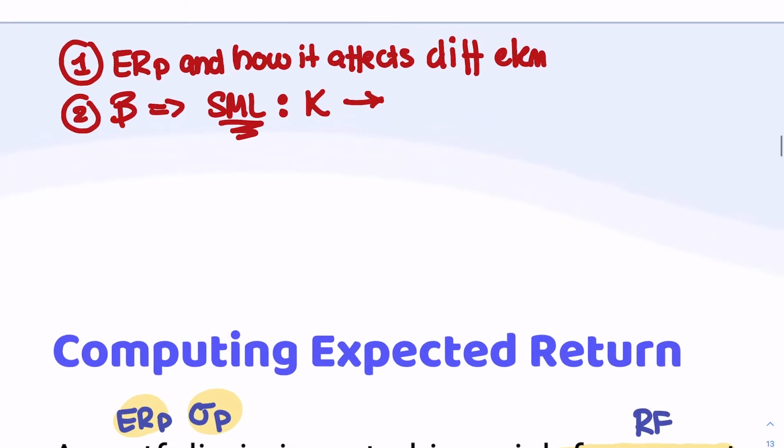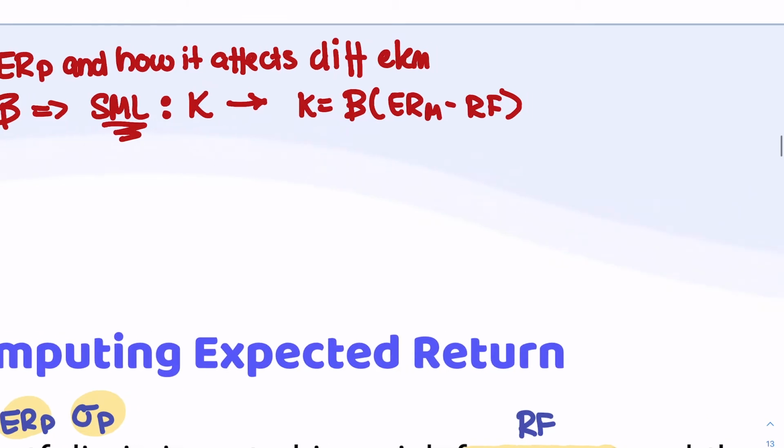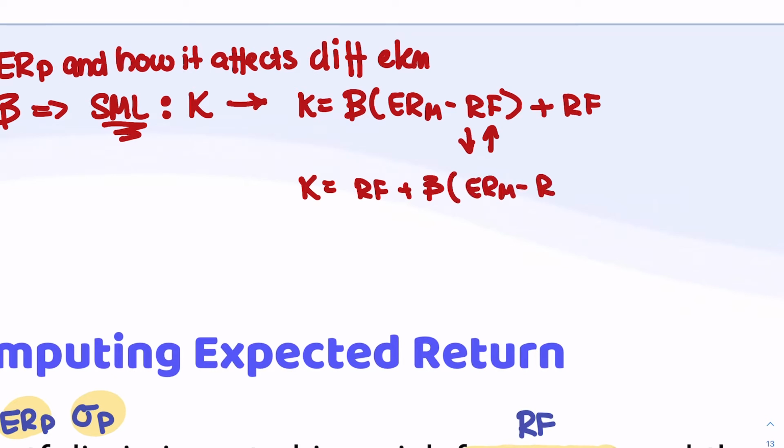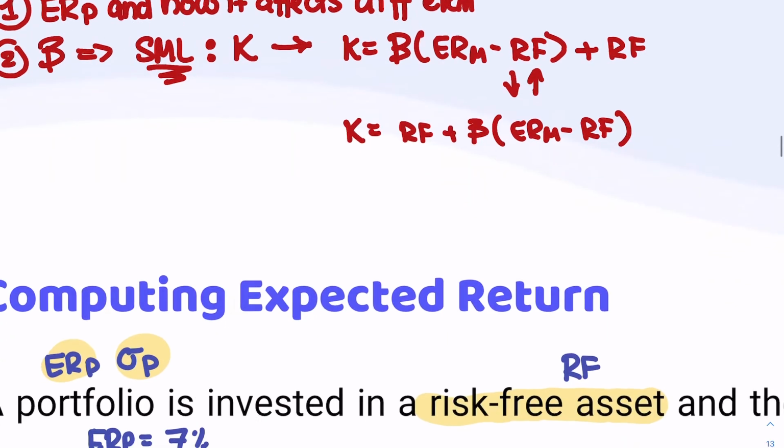And with that, we need to identify our SML formula. In this case, we know that K is equal to beta times the market risk premium, which is the market return minus the risk-free rate, plus RF. I could have written this in a different manner. I could have written this as K is equal to RF plus beta times the market return minus the risk-free rate. They're literally the absolute same thing.